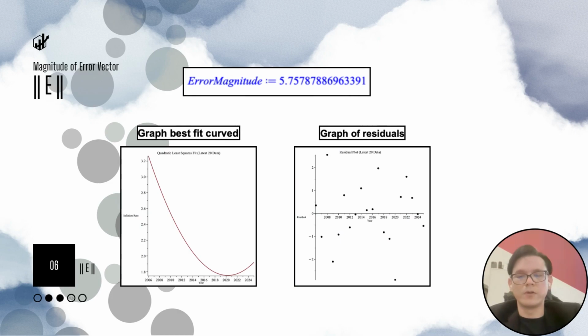The graph on the left shows the quadratic best fit curve obtained from the least square method. The curve represents the overall trend of Malaysia's inflation rate data over the selected years. Meanwhile, the graph on the right shows the residual plot. The residuals are distributed above and below zero, indicating the differences between the observed and predicted values. However, several noticeable deviations can still be observed, suggesting that the quadratic model does not perfectly capture all variation in the data.